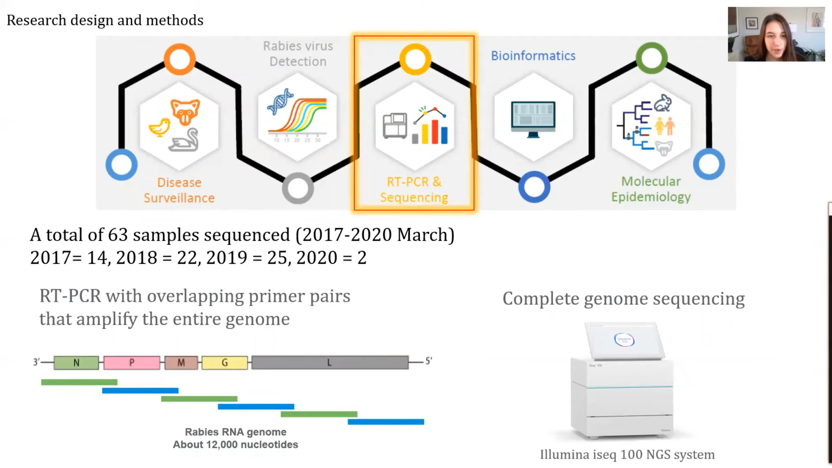63 total rabies-positive samples identified in the period of 2017 through March 2020 were sequenced. So far in 2020, only 2 samples were submitted for sequencing. After rabies virus was detected, multiplex RT-PCR was conducted to amplify the entire viral genome sequences. Whole genome sequencing was performed using the iSeq 100 Illumina platform.